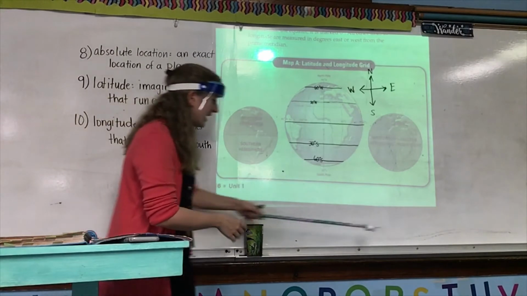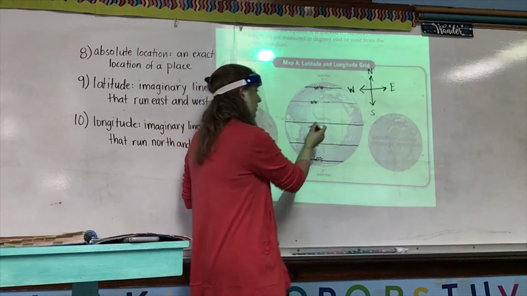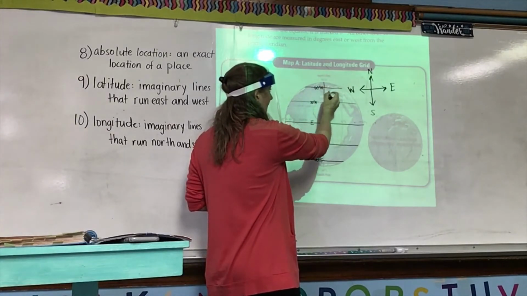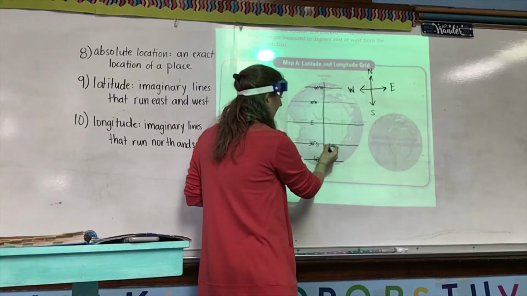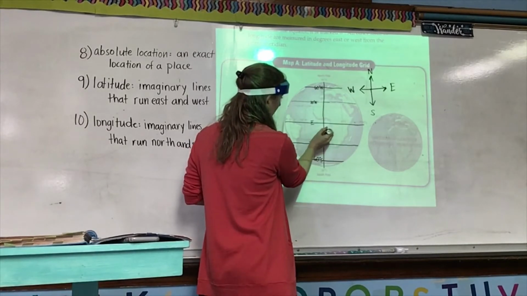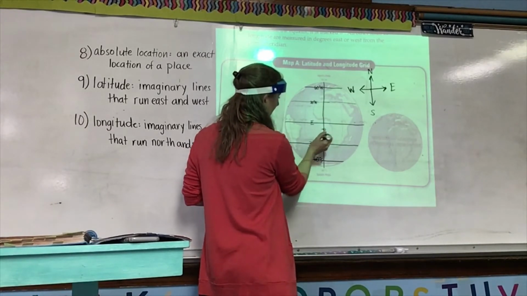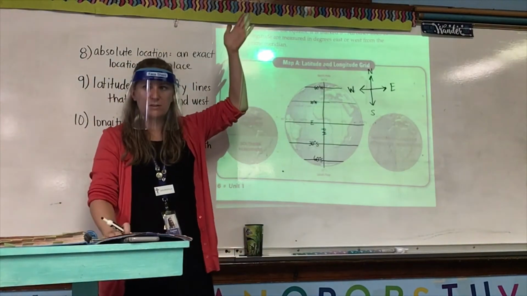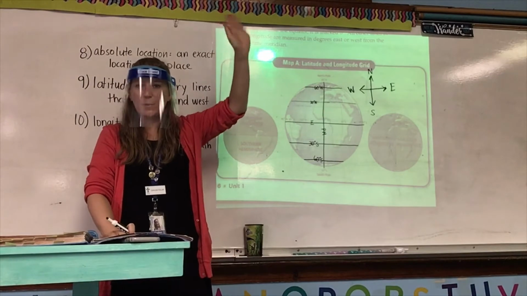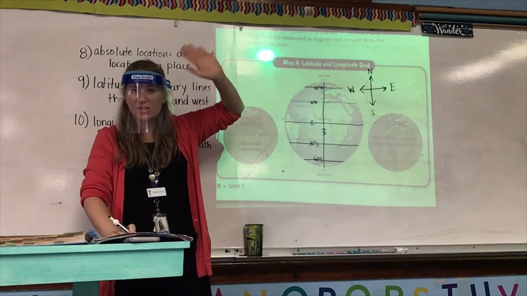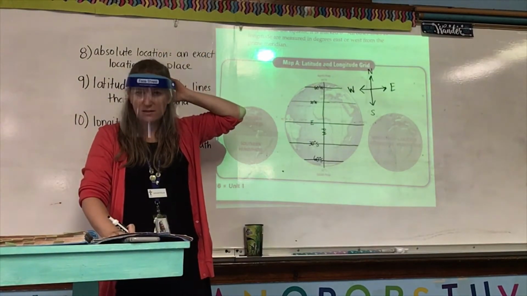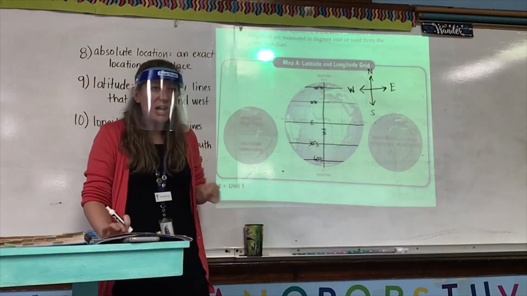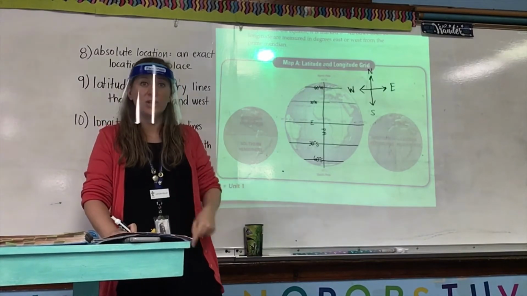Good. So again, this time, instead of the equator, which we found earlier, now we're finding the prime meridian. Everybody find the prime meridian on your map. On map A. Does the prime meridian go sideways or does it go up and down? Smith? It goes up and down. Up and down.